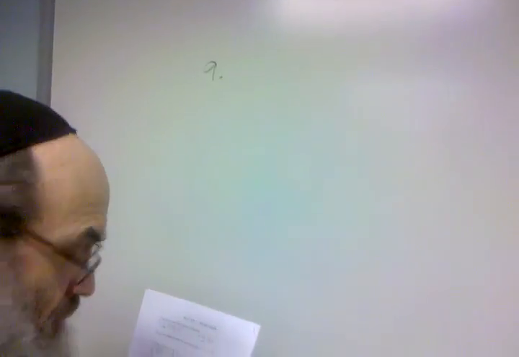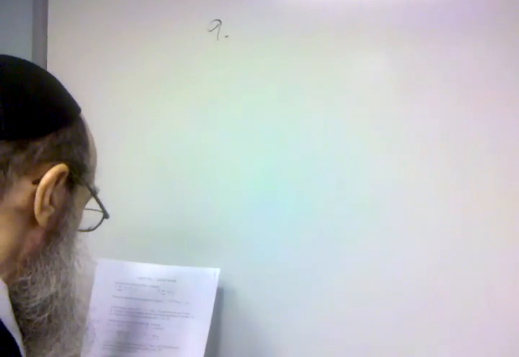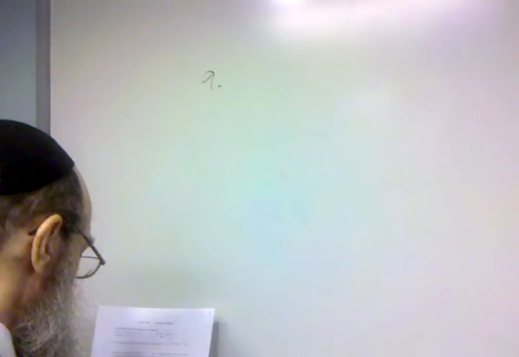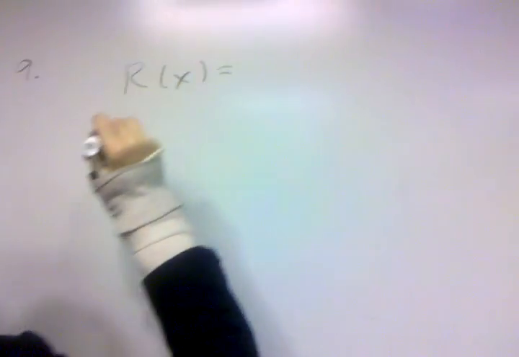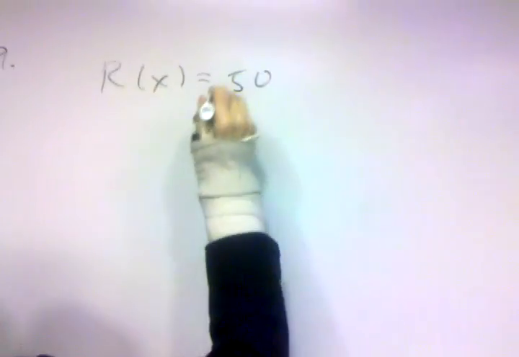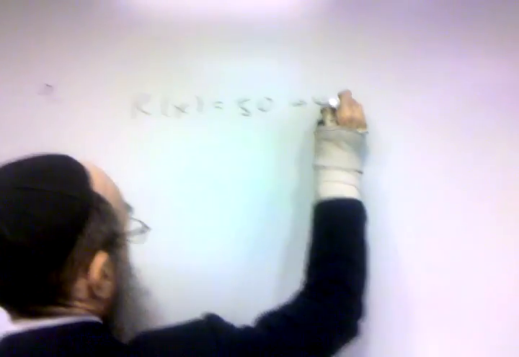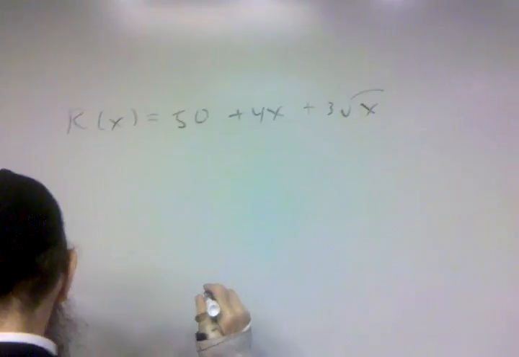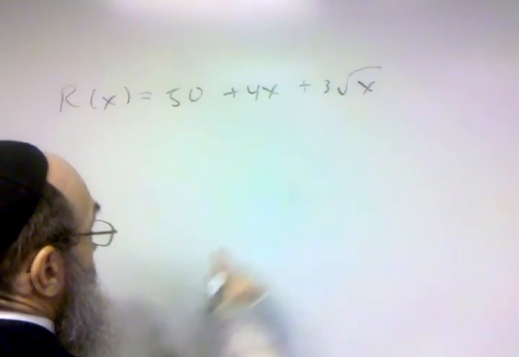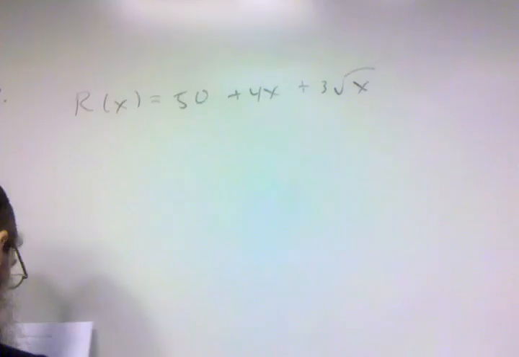Number 9 says as follows. The rate, remember, rate is always a derivative. The rate at which a company's profits increase x years after it starts doing business is R of x equals 50 plus 4x plus 3 square root of x, in $100,000 a year. I'm not writing $100,000 a year. Find their total profits if they stay in business for 9 years.